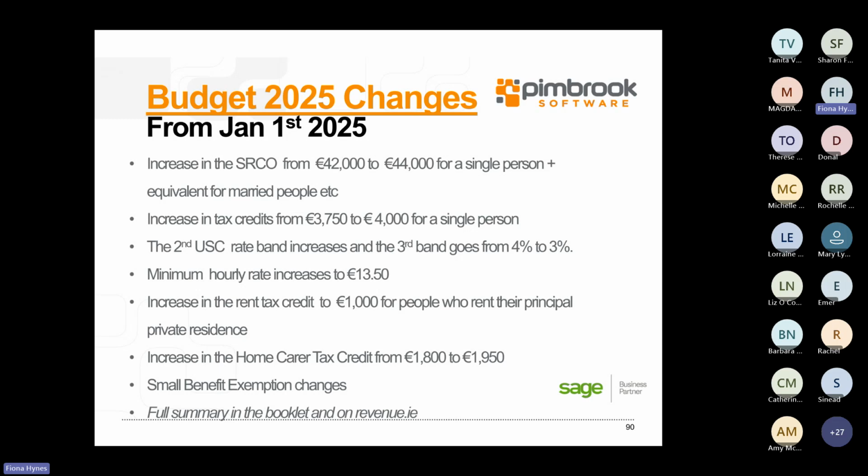There's a minimum hourly rate increase to €13.50. An increase in the rent tax credit to 1,000 for people who rent their principal private residence. An increase in the home carers tax credit from 1,800 to 1,950. And there were also some changes to the small benefit exemption. These changes will be included in your year-end software update and also in the 2025 RPNs. And there is a full summary in the back of the booklet and also on revenue.ie.